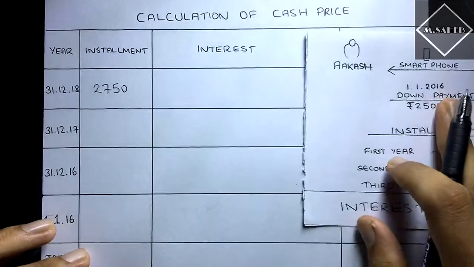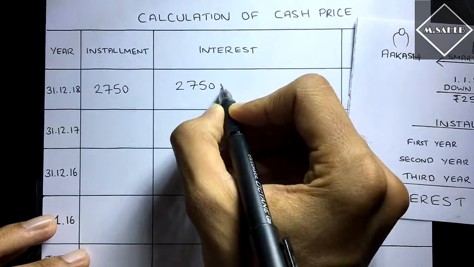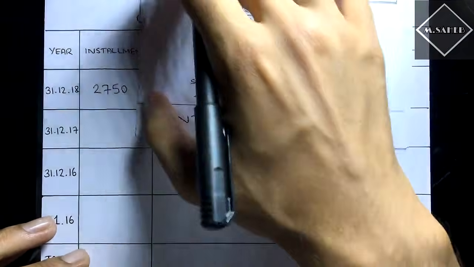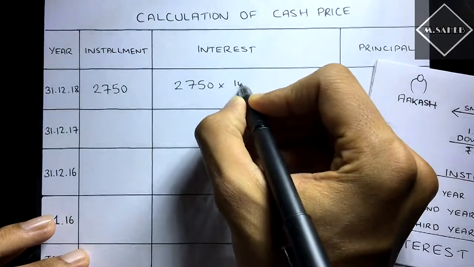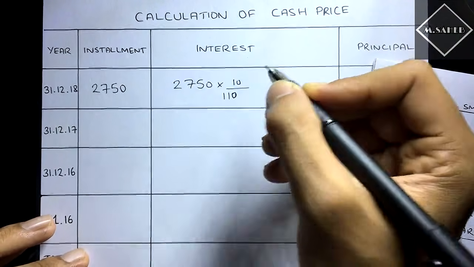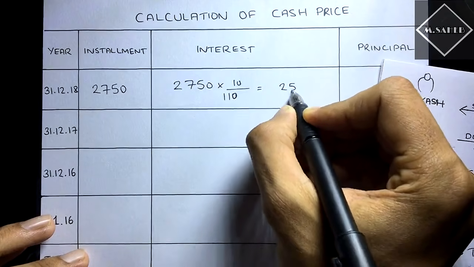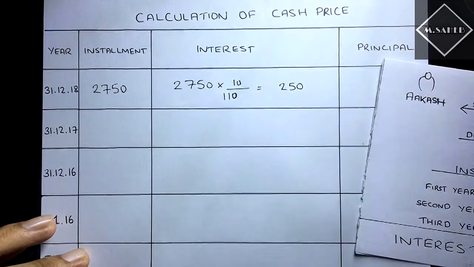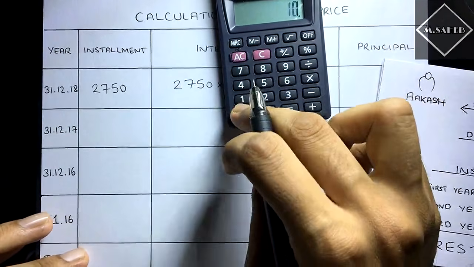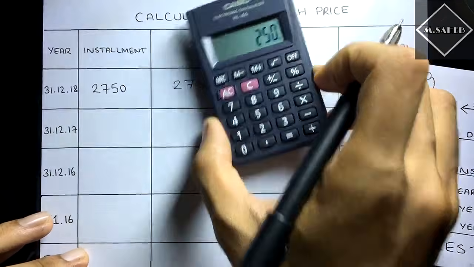Now let's calculate 2,750. So 2,750 into how much percentage? Interest rate is 10%, so 10 divided by 110. All right, 2750 into 10 divided by 110, that is equal to 250.